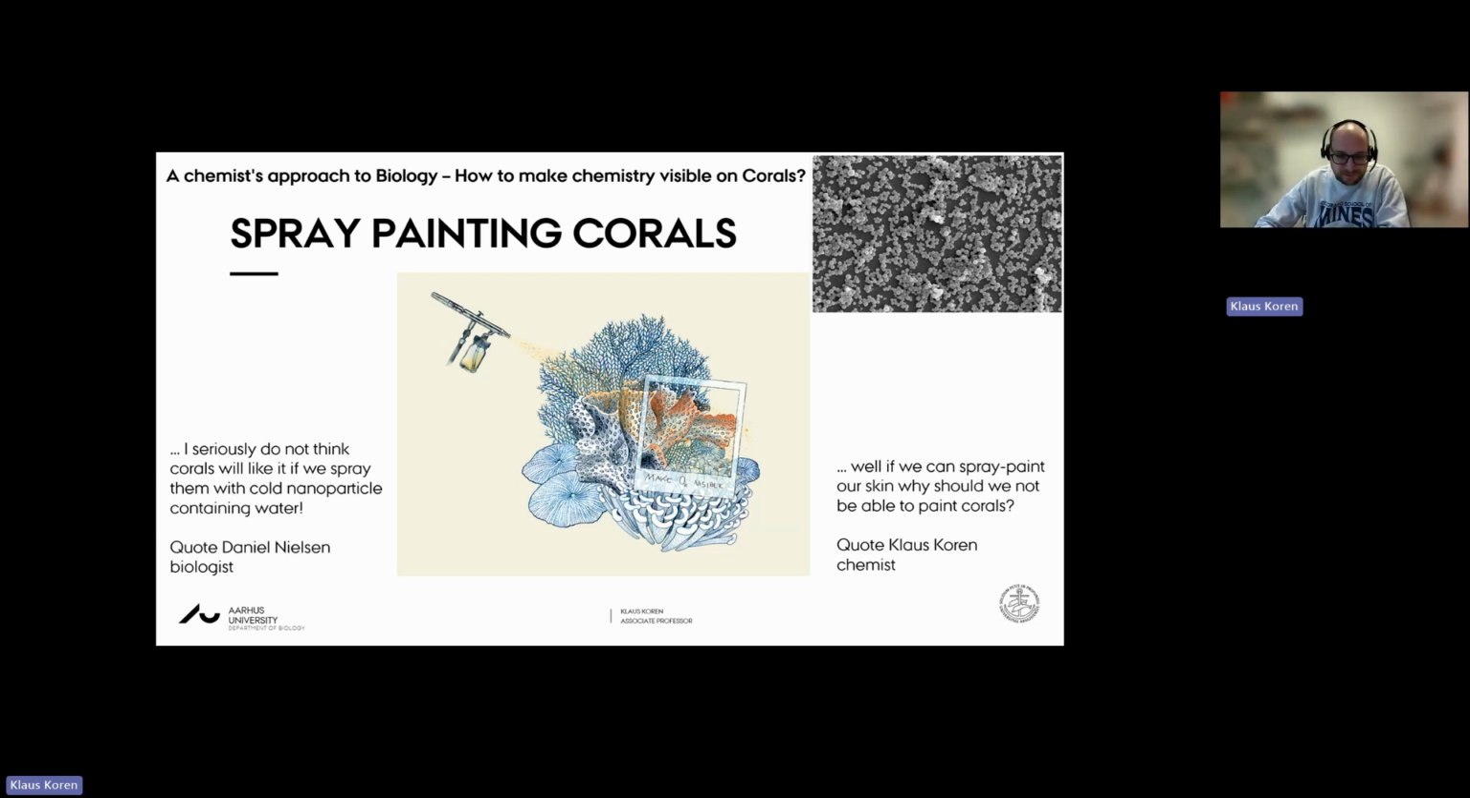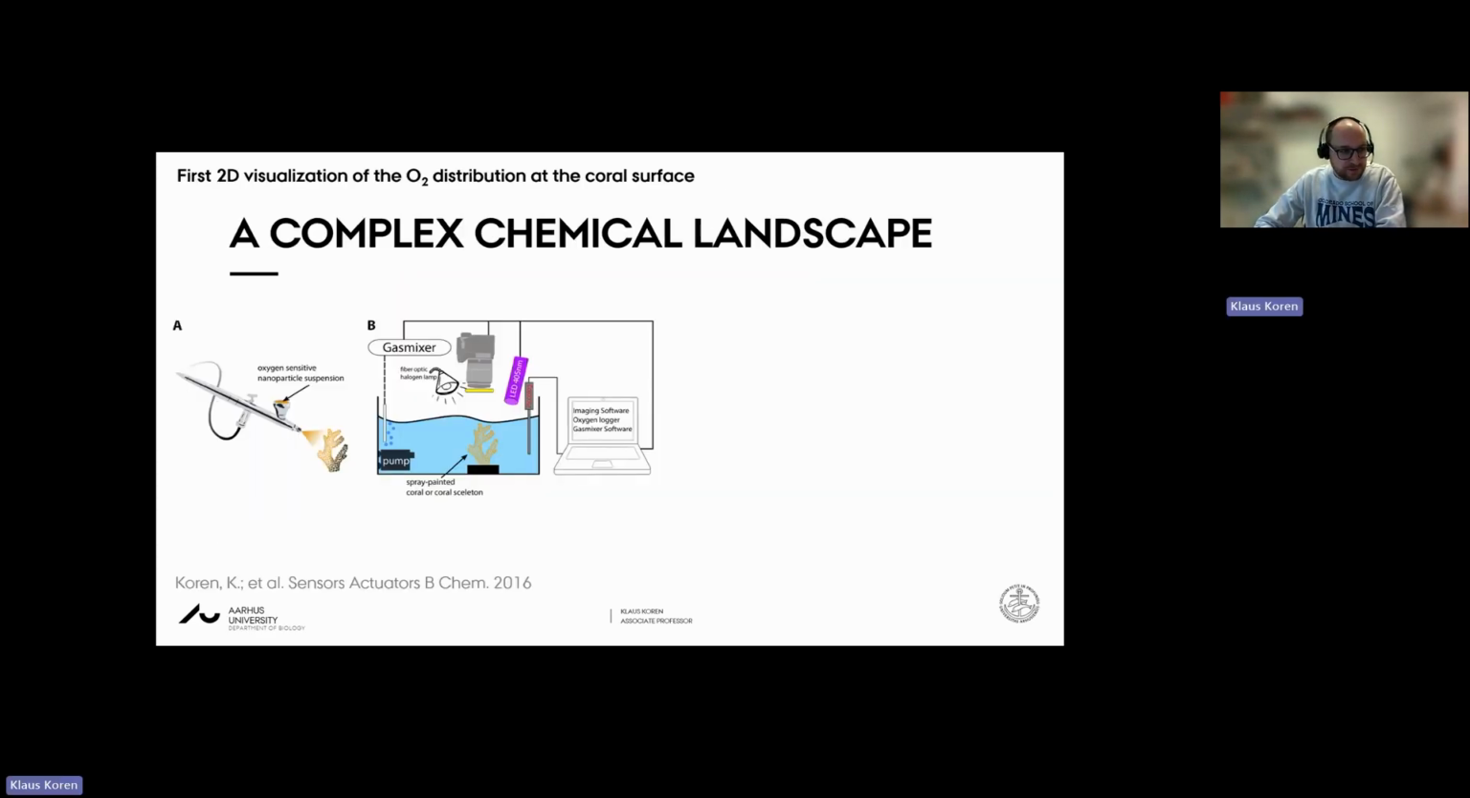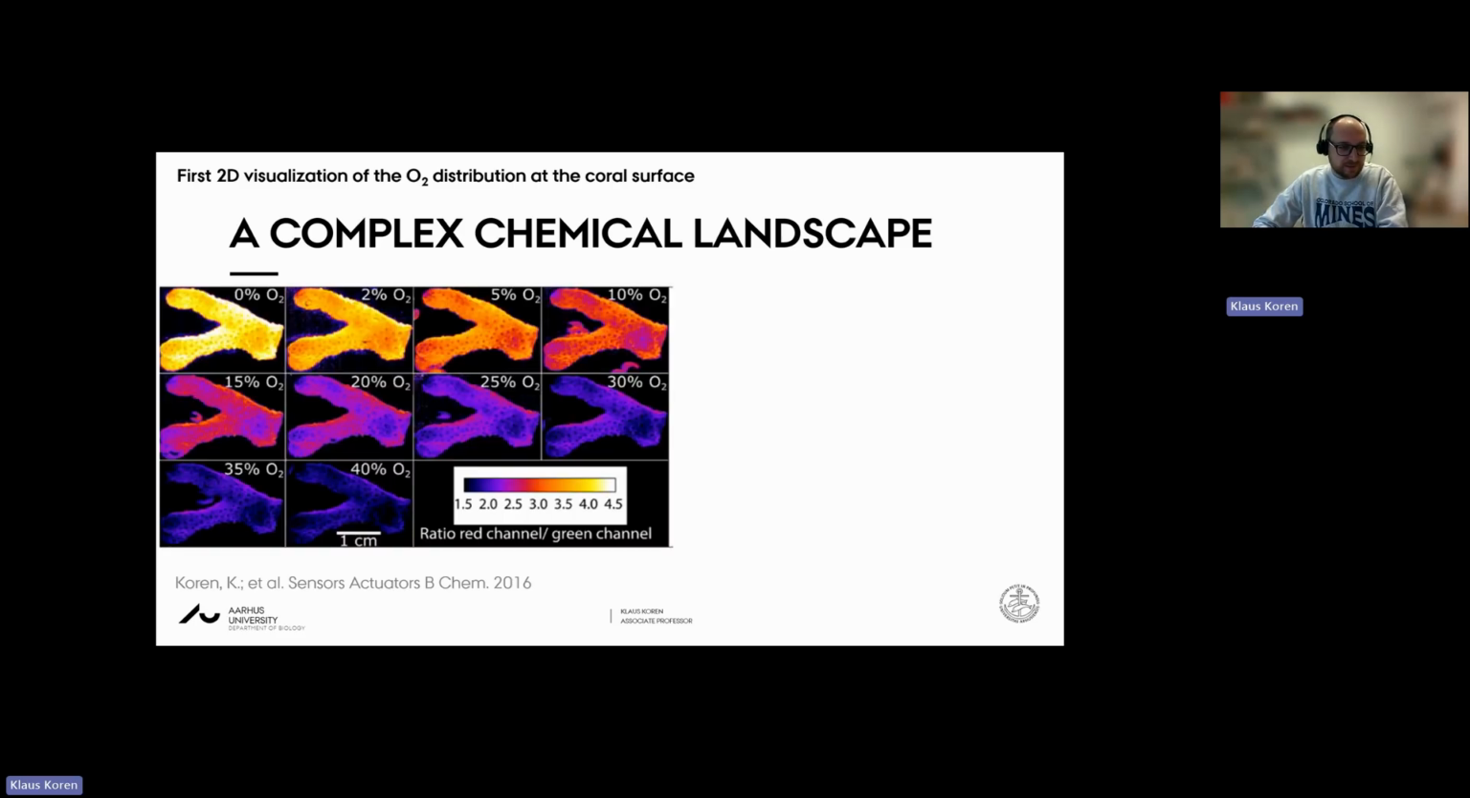Anyway, at the end of the day, we decided, okay, we can take a small coral fragment and just try it out. So what we did is we took an airbrush, the ones you would use for painting model planes or cars, filled them with our nanoparticles, took a coral fragment, sprayed it, put it back in the aquarium, and then imaged it. But before we did this, we actually took a coral skeleton, so just the inorganic part, the calcium carbonate, and spray painted this just to see how we can visualize the particles.